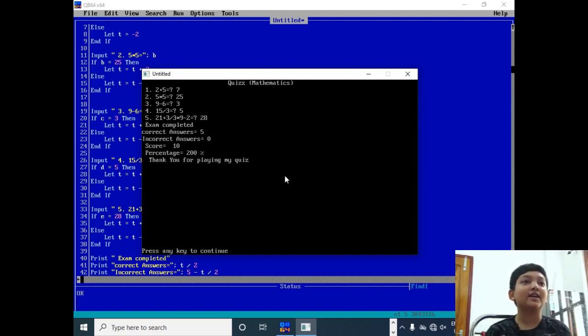Exam completed. Correct answer 5. Incorrect answer 0. Correct score is 10. Percentage is 200%. I think there is some problem, because I have corrected each and everything. Why is it giving 200%?